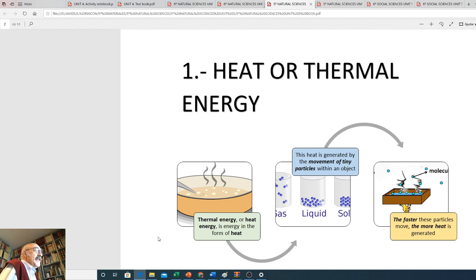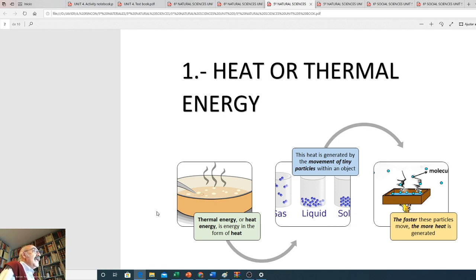So first thing you need to remember is that heat is the same as thermal energy, and you have to remember the last theme where we saw that there are many forms of energy. There is something that you need to remember, that energy can't be created nor destroyed. We can't create energy. We can't destroy energy. So what can we do? We can transform one form of energy into another one, or we can store energy. So this is the thing.